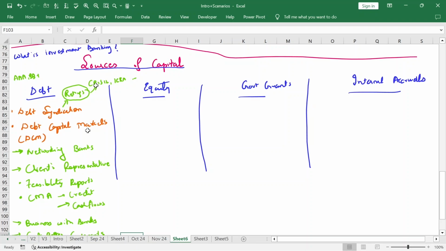So it is not a core IB role, but it is a peripheral role which is probably not directly helping a client raise a loan from the bank, but helps in building one of the important parameters which the banks will definitely look at before extending any kind of loan to a client.